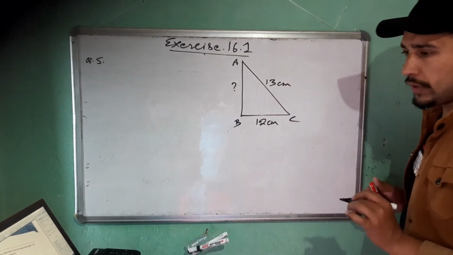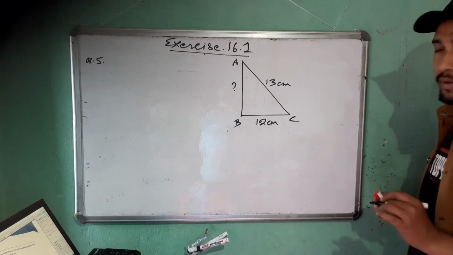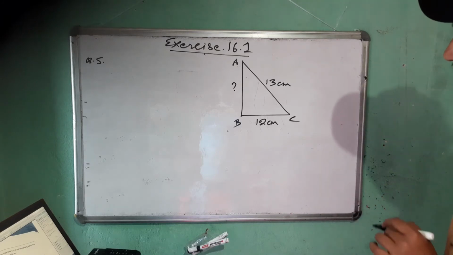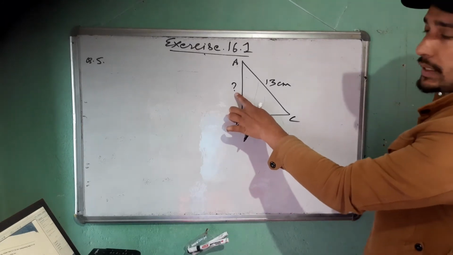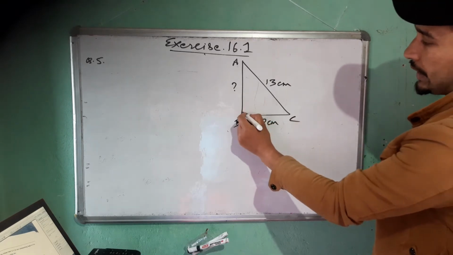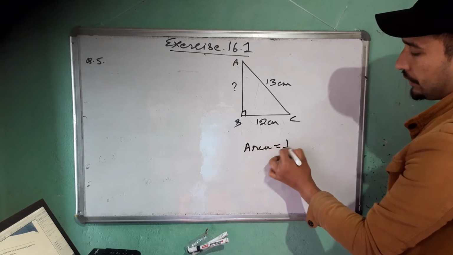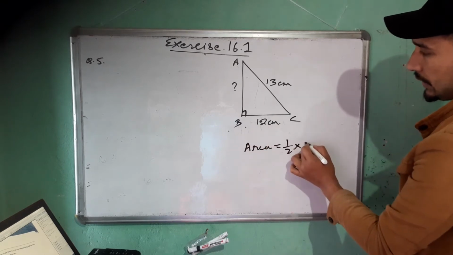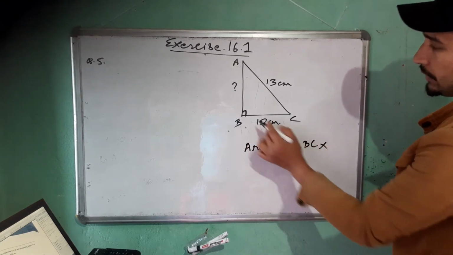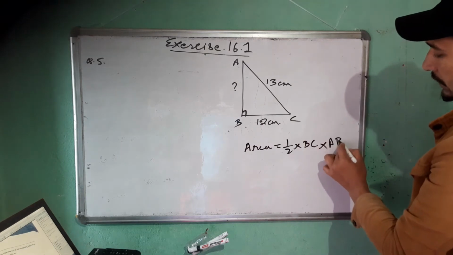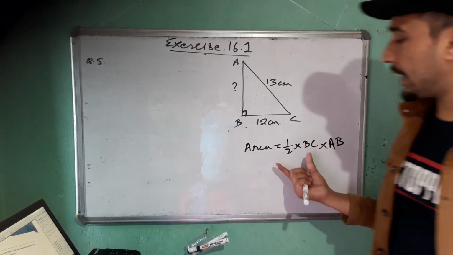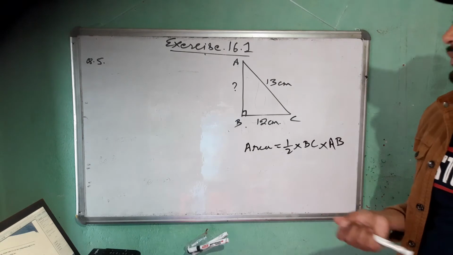The hypotenuse is 13 centimeter long. Find its area and perimeter. We have to find the area and perimeter. So first let's find this side, and then we can use the formula directly. Area is equal to half into base, meaning this BC, into height, meaning this AB. This is the formula to find the area of a right angled triangle.